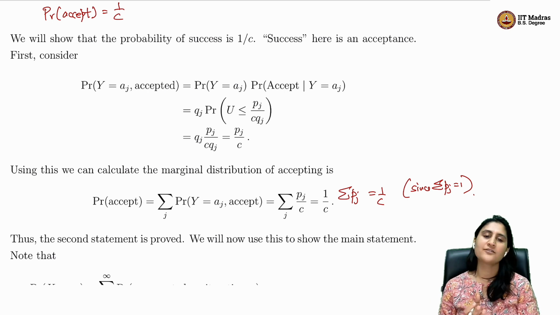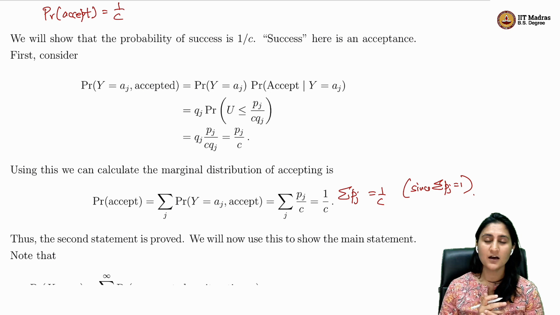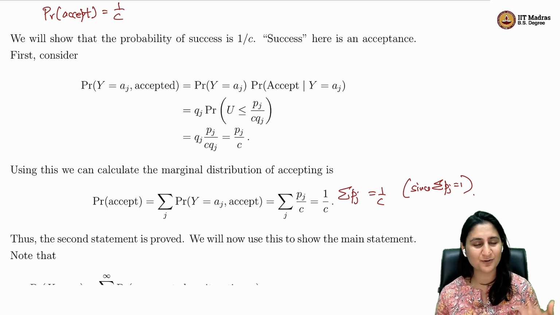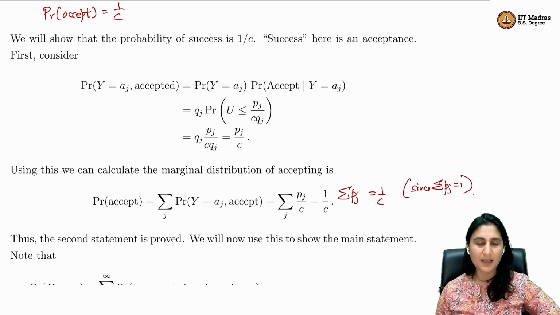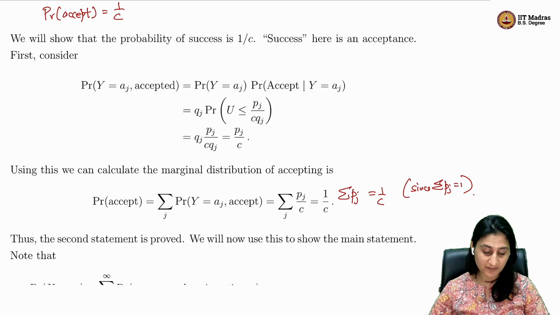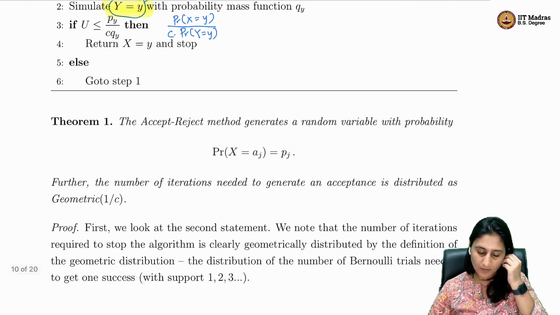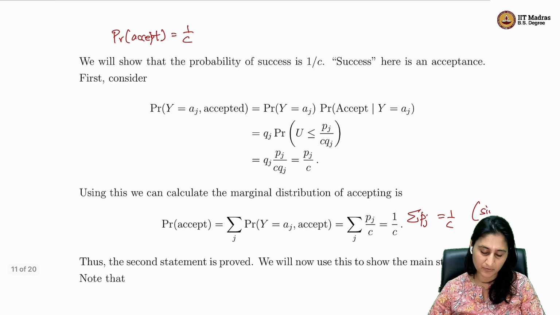Thus we have our second statement: the distribution of the number of loops is geometric with parameter 1 by c. Now let's get back to the first statement of the theorem, which is that the probability that x takes a value aj is pj. That's what we want to look at.